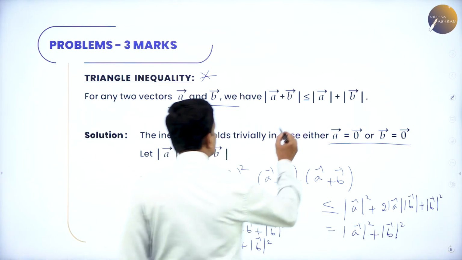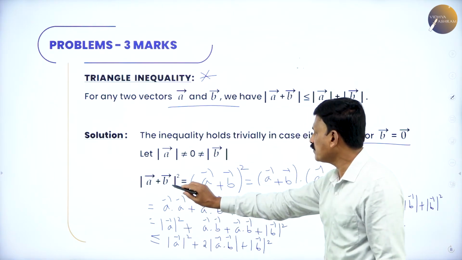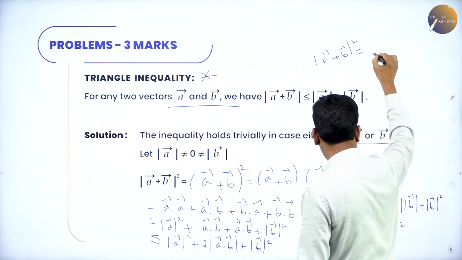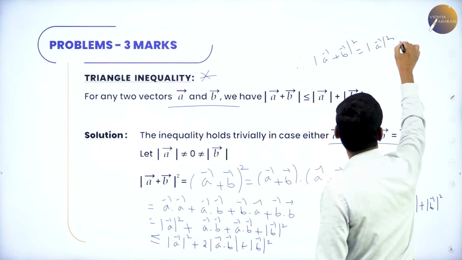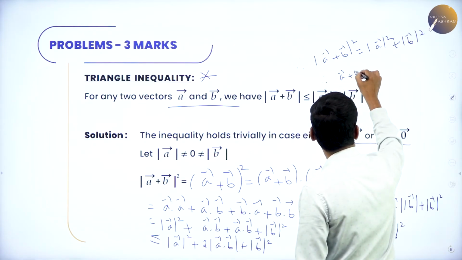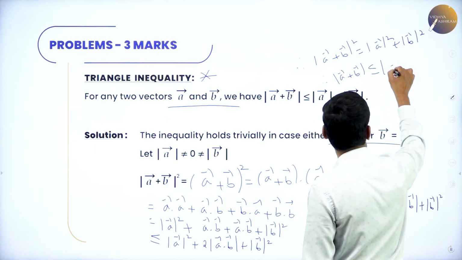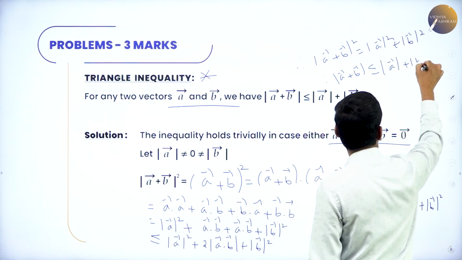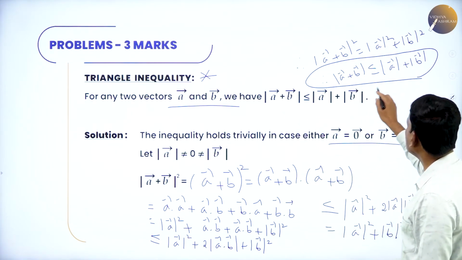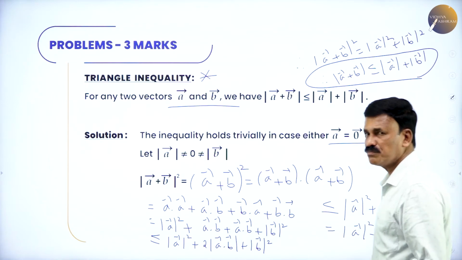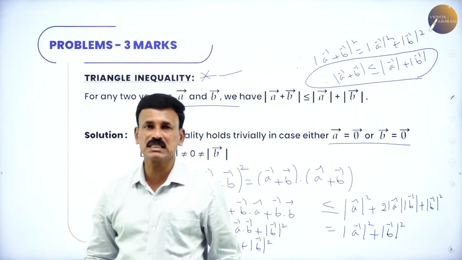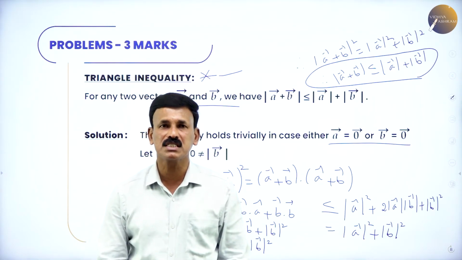Therefore, what is the left hand side we have? Therefore, the magnitude of A plus B whole square is equal to the length of A square plus the length of B square. Therefore, the magnitude of vector A plus B is less than or equal to the length of A plus the length of B vector. So A plus B is less than or equal to the length of A plus the length of B vector. So this is called the triangular inequality. This is very, very important and the easiest one.